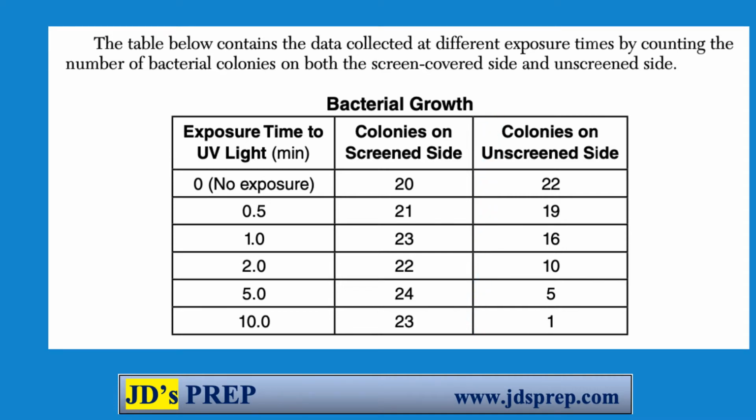So I always like to take a moment to just look at the trends. As the time of exposure goes up, we see not a ton of change for the colonies on the screen side, a range of 20 to 24, not in any particular order. So I'd say we don't really have a trend there, but we do have a pretty significant downward trend where the colonies on the unscreened side, so the ones that were exposed to the UV light, the longer the time it was exposed, the fewer colonies we have.